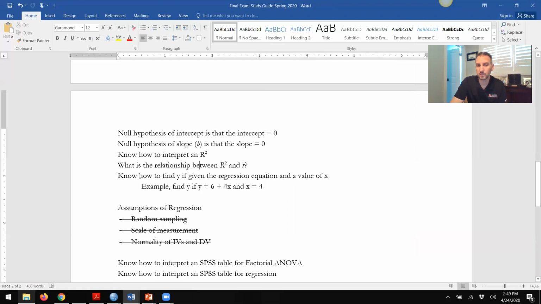Now for this next one, it's really plug and play. Basically, if I say y equals 6 plus 4x, and I give you x, I might ask you to find y. So if I say x equals 4, you just plug that in here. So 4 times 4, 16, plus 6 is 22. So y is 22 if x equals 4.